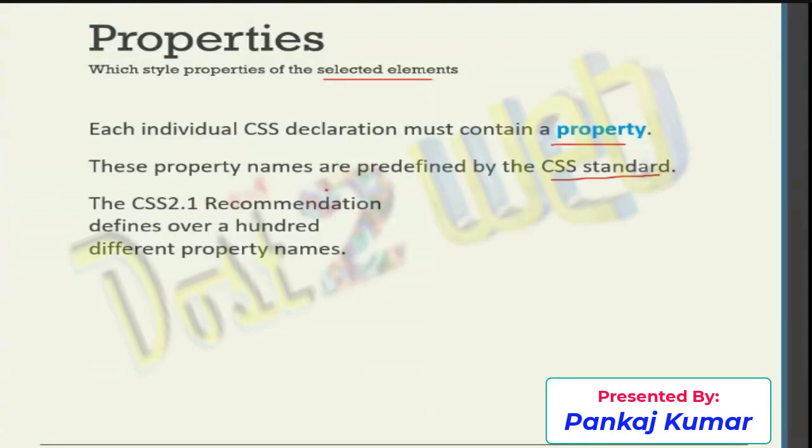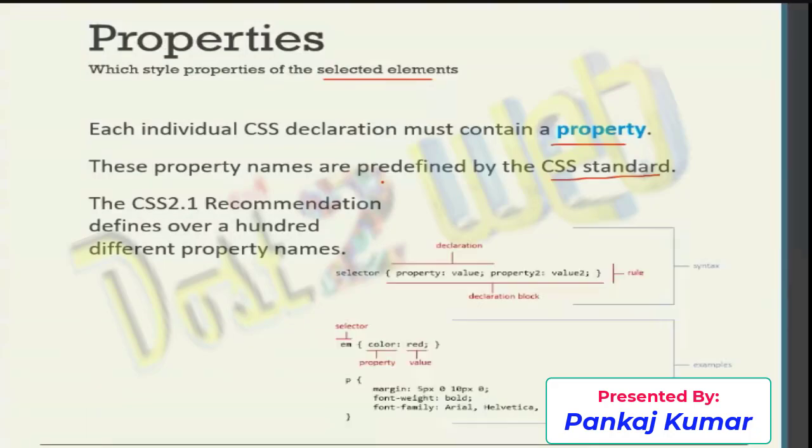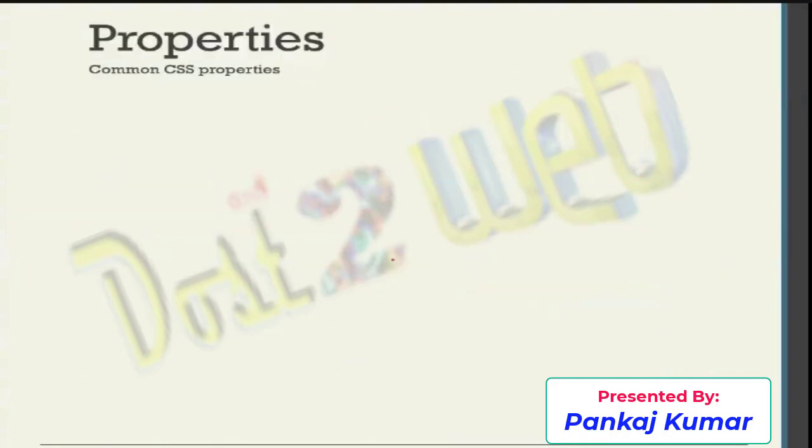The CSS 2.1 recommendation defined hundreds of different property names. That means in the earlier CSS 1 there were very few properties, but in CSS 2.1 a lot of property names have been defined. You can see the same example here again. Okay, the common CSS properties. What are the common CSS properties we have?